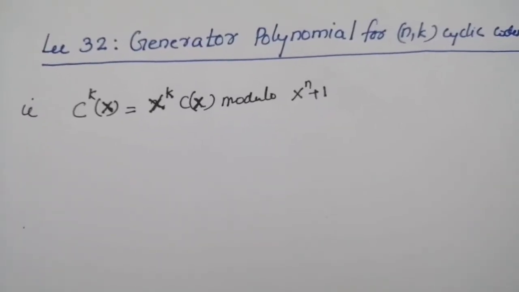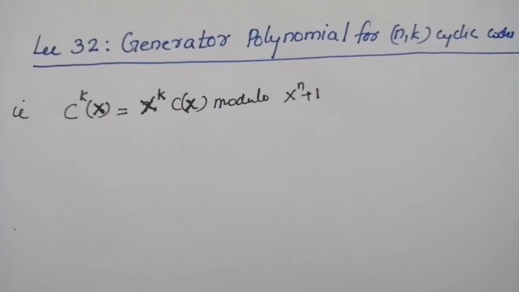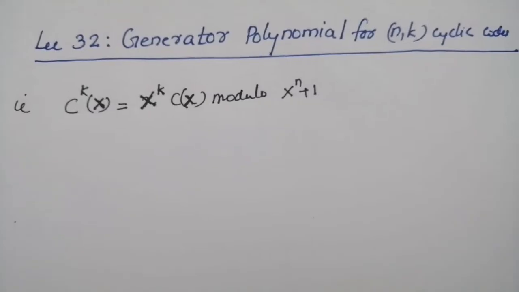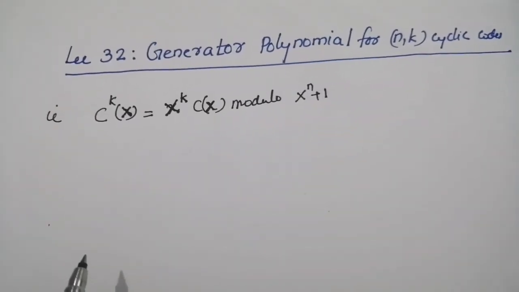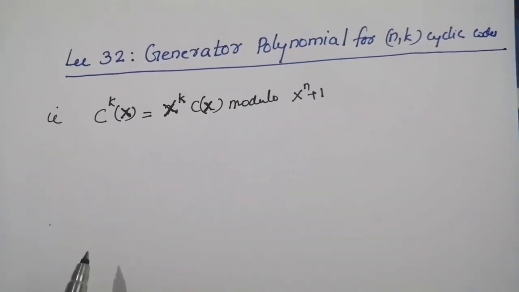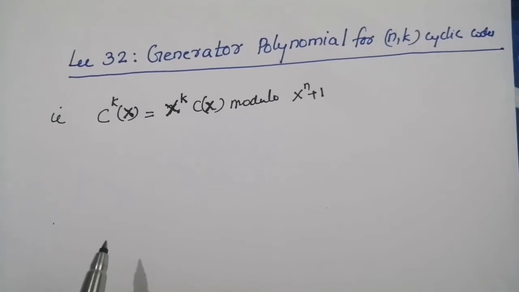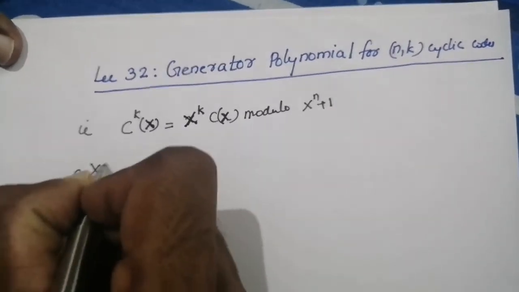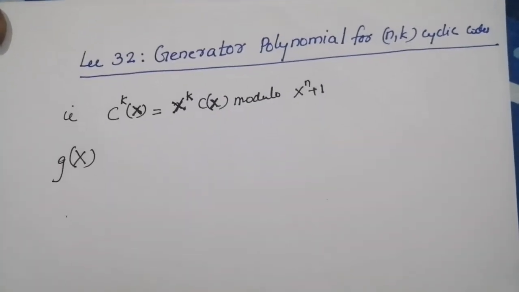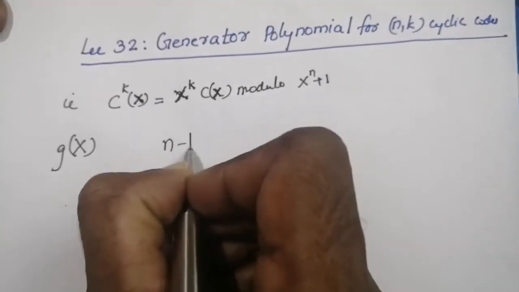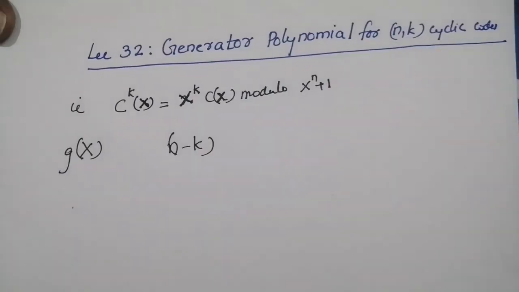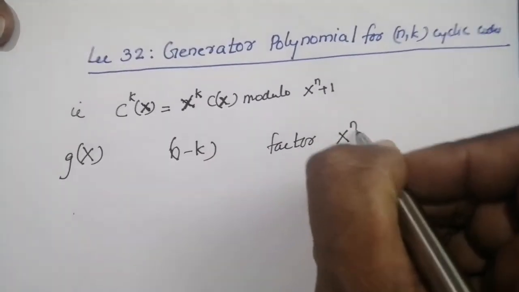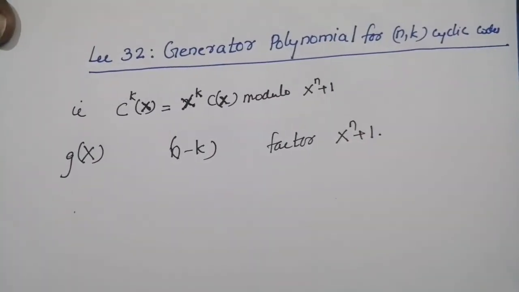Thus, the polynomial x raised to n plus 1 and its factors play a major role in the generation of cyclic codes. The generator polynomial of a cyclic code is used for the generation of cyclic codes from the message bits. Let g of x be the generator polynomial of degree n minus k, which is a factor of x raised to n plus 1.